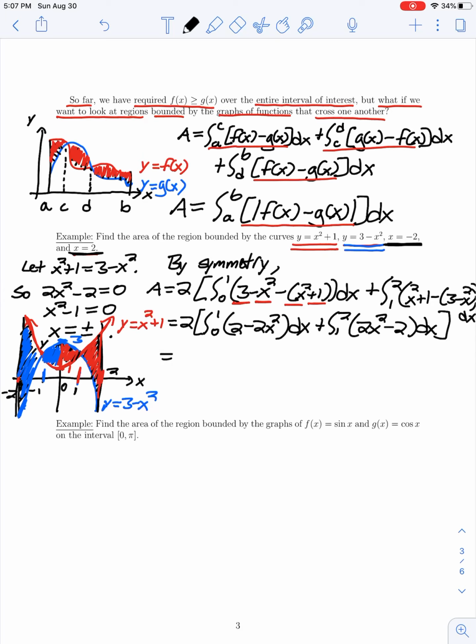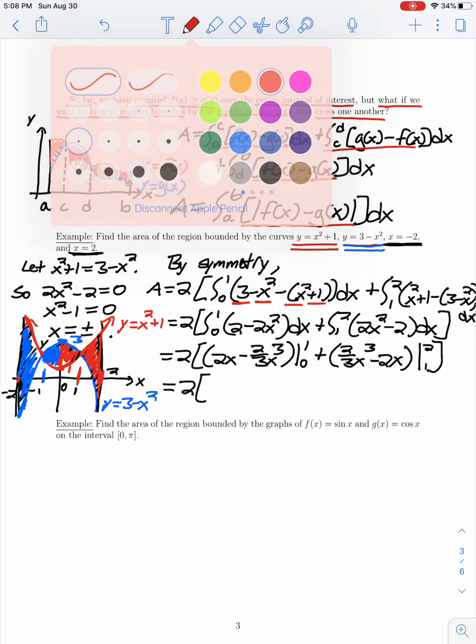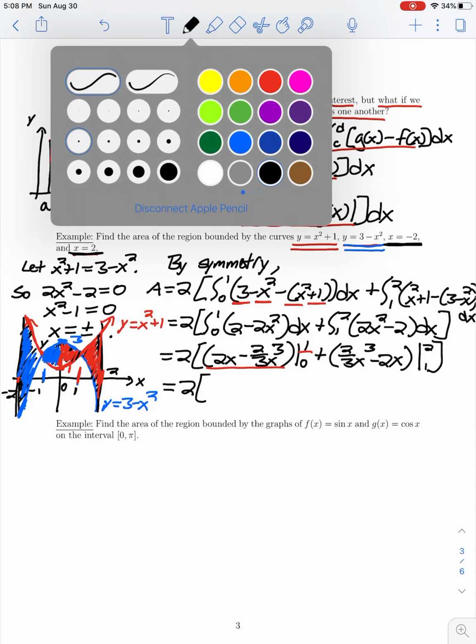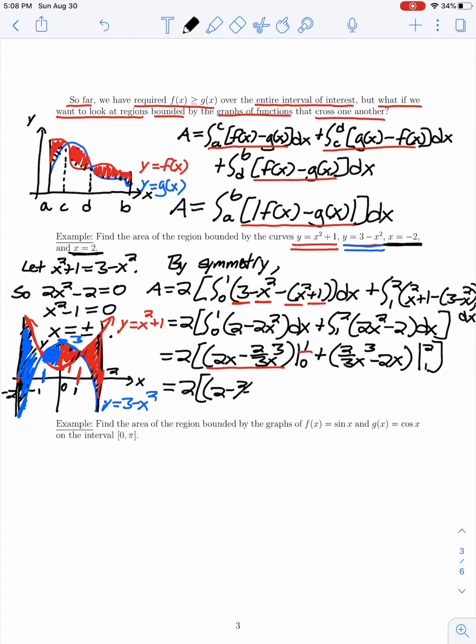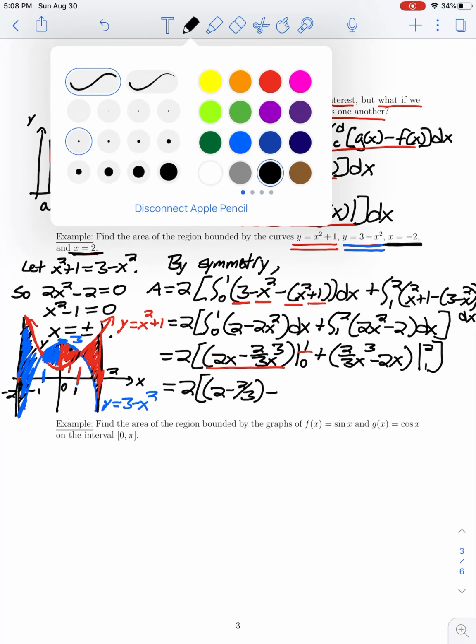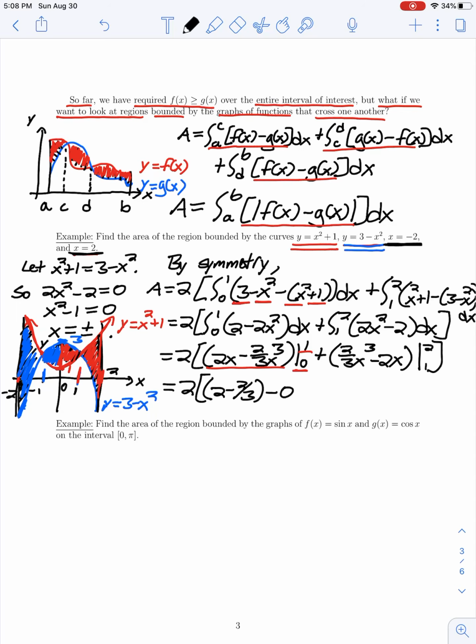So let's evaluate each of these integrals. We have 2 times the antiderivative of this first function, which would be 2x minus 2/3 x cubed, evaluated from 0 to 1. And then we are adding the antiderivative of this function, which is 2/3 x cubed minus 2x, which we evaluate from 1 to 2. So what we're left with is a constant 2 times, for our first antiderivative, we start by substituting in 1, and we would have 2 minus 2/3. Then we subtract what we get when we substitute in 0, but we see that by plugging in 0 for x here, we have 0.